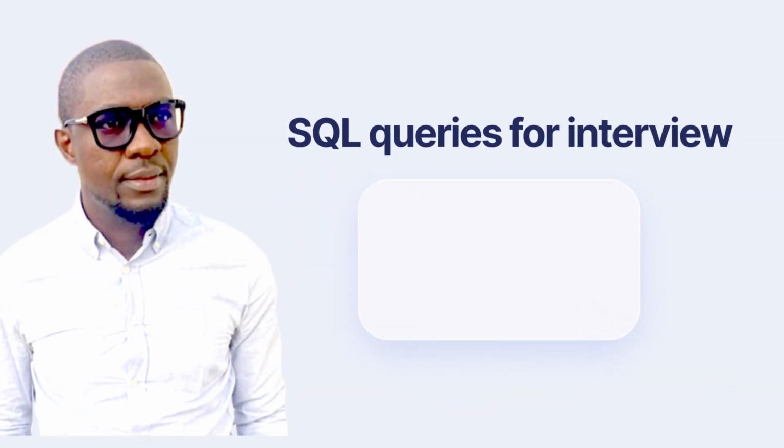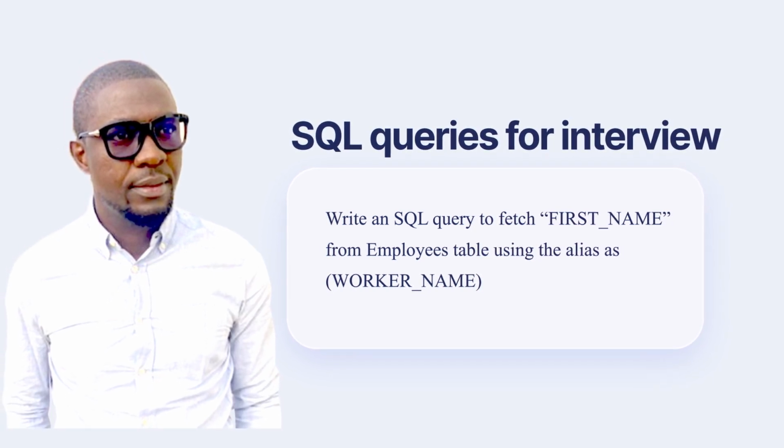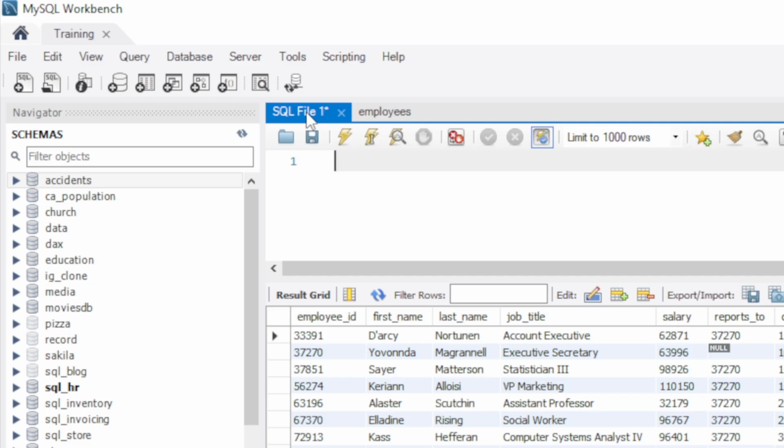Write an SQL query to fetch first name from employee table using the alias as worker's name. So what this means is we should extract first name from our table called employee, and we should give it an alias name called worker's name. That's what this means. So now let's solve it.